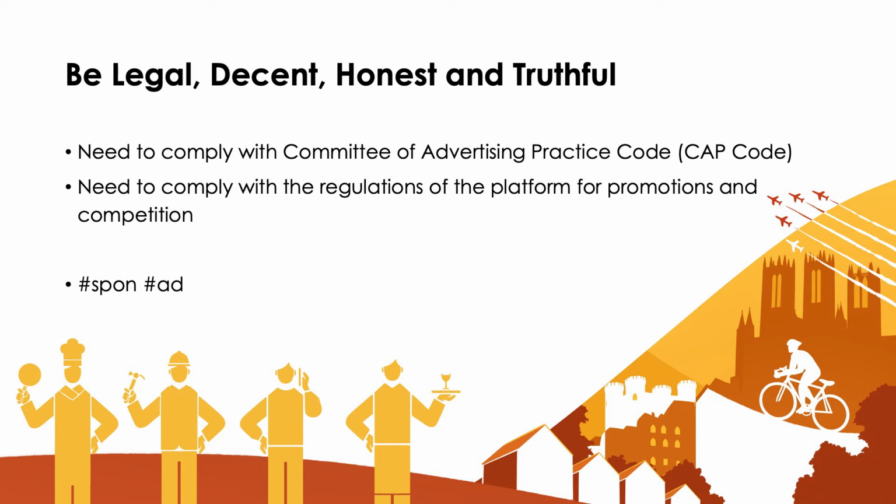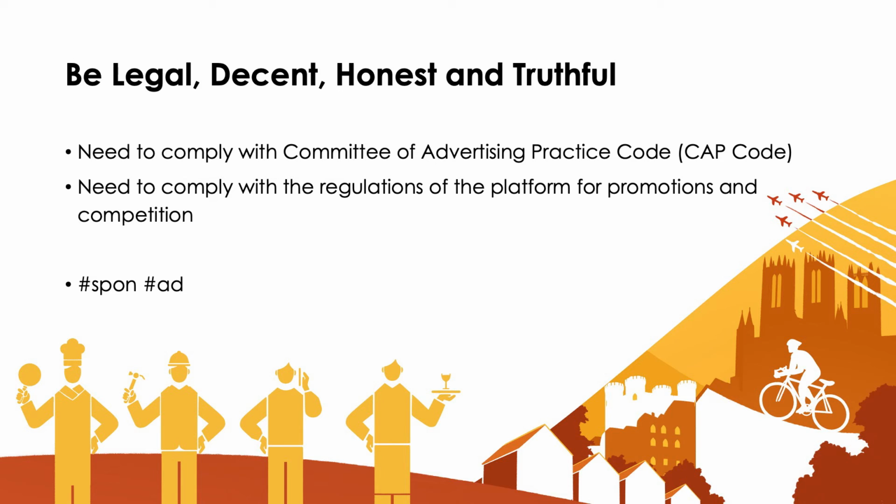Social media falls under the Advertising Standards Authority Committee of Advertising Practice Code, bit of a mouthful, but it is important that you as a business comply with the regulations. The overarching message through those regulations is that you should be legal, decent, honest and truthful. However, you also need to comply with the regulations of the platform, particularly for promotions and competition. Different platforms have different regulations about what you can and can't do. So always check out, say, if you're on Facebook, what their current promotional guidelines are. And if you're using Twitter, what their current promotional guidelines are. And just because you've done something once and it complied with the guidelines doesn't mean that they've not changed those guidelines. So check them every time before you start doing a promotion or competition.